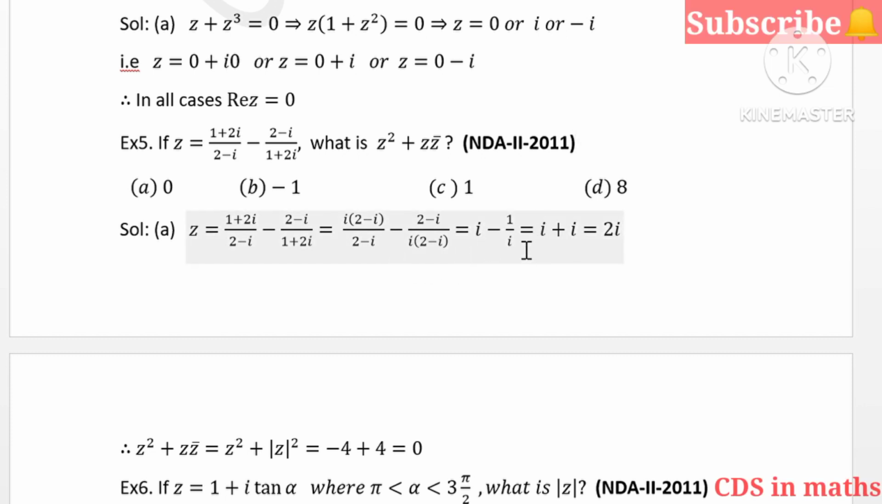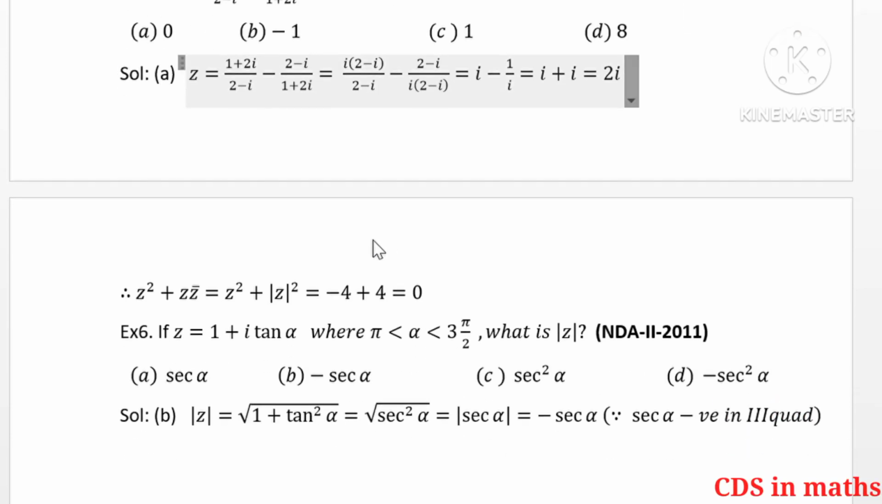Similarly from the second term, in the denominator I have taken i common, then it will be 2 minus i. Again 2 minus i, 2 minus i cancel. So here i minus 1 by i. And as I told in my first video, 1 by i is always minus i, and another minus, so minus minus plus 2i. So this is your Z. If you simplify it, it becomes 2i.